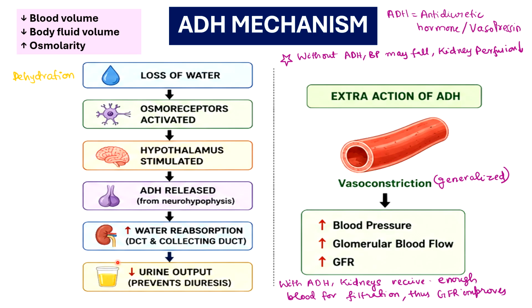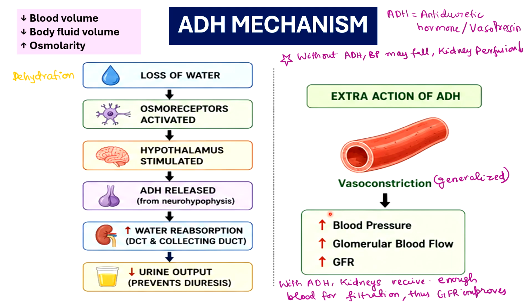Now, what happens to the urine output? Because more water is reabsorbed, the urine output decreases. That is why ADH prevents the diuresis condition. An extra action of ADH is that it is a mild vasoconstrictor and acts as a generalized vasoconstrictor. Imagine if we mildly squeeze the blood vessel. What will happen? For the same amount of blood flowing, the pressure it exerts will be a little more because we are squeezing.